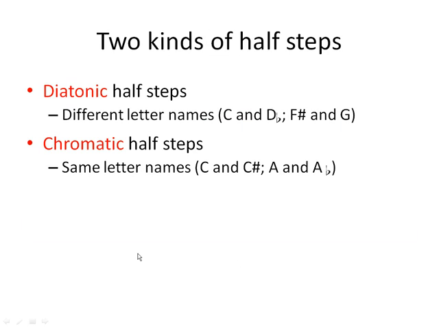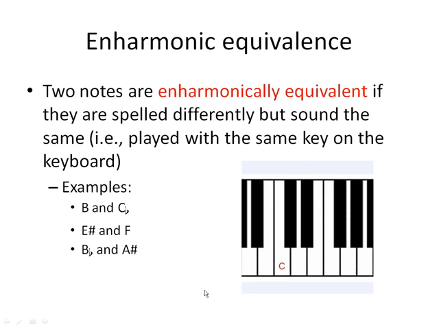Accidentals also suggest that one key on the piano can have 2 different names. This is known as enharmonic equivalence. 2 notes are enharmonically equivalent if they're spelled differently but sound the same. Put another way, they're played with the same key on the keyboard. B and C flat are examples of enharmonically spelled notes.